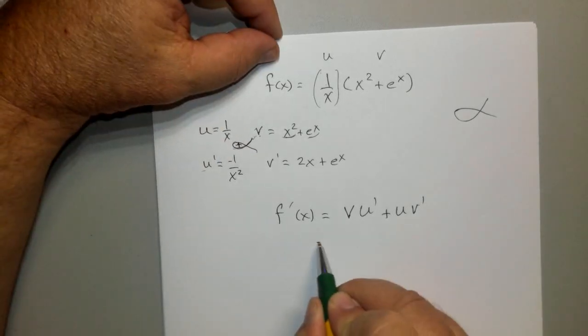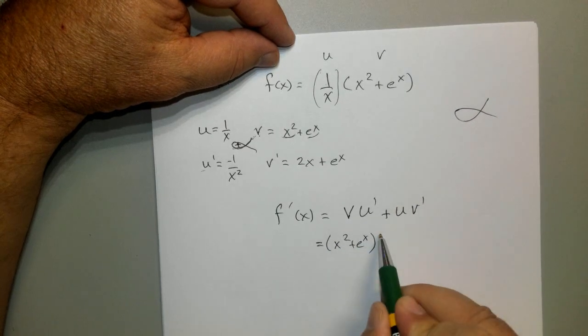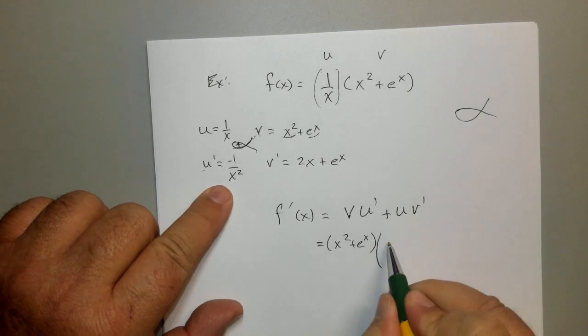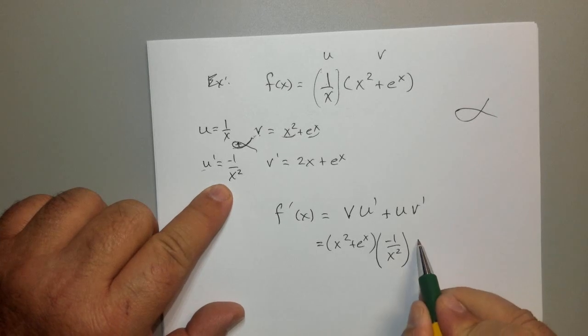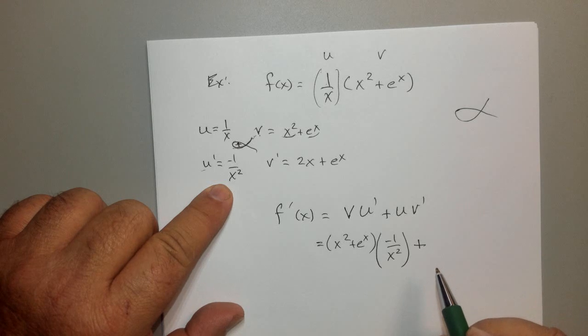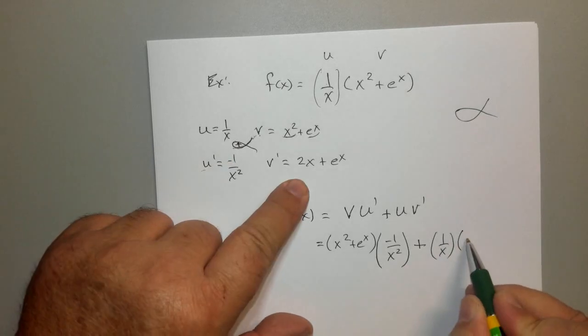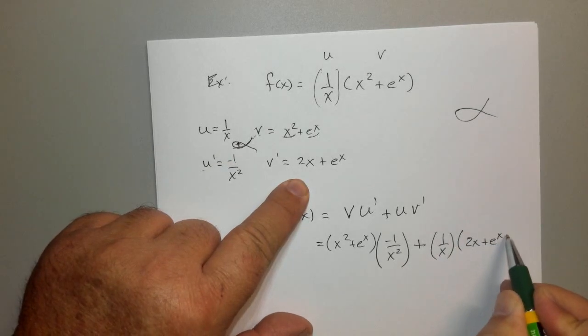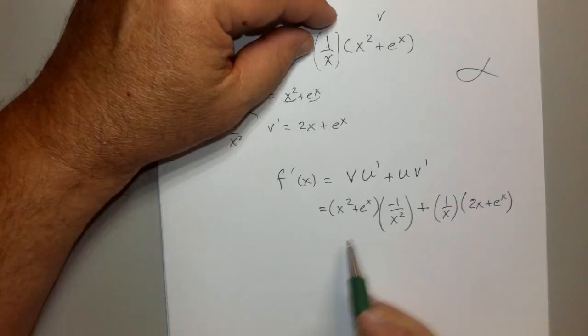So v is x squared plus e to the power x times negative 1 over x squared plus 1 over x times 2x plus e to the power x. Any questions so far? Now we just have to clean it up.